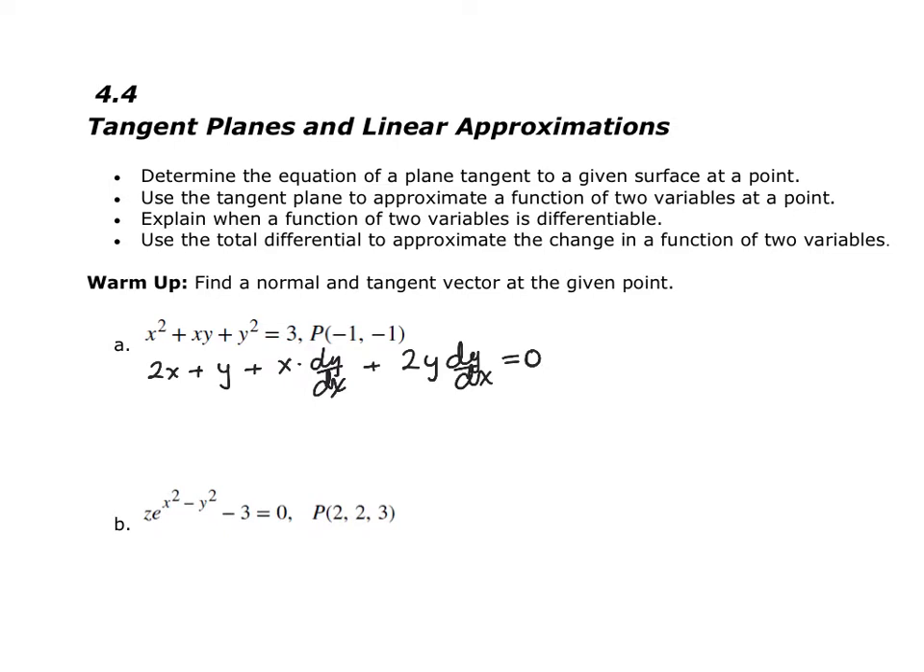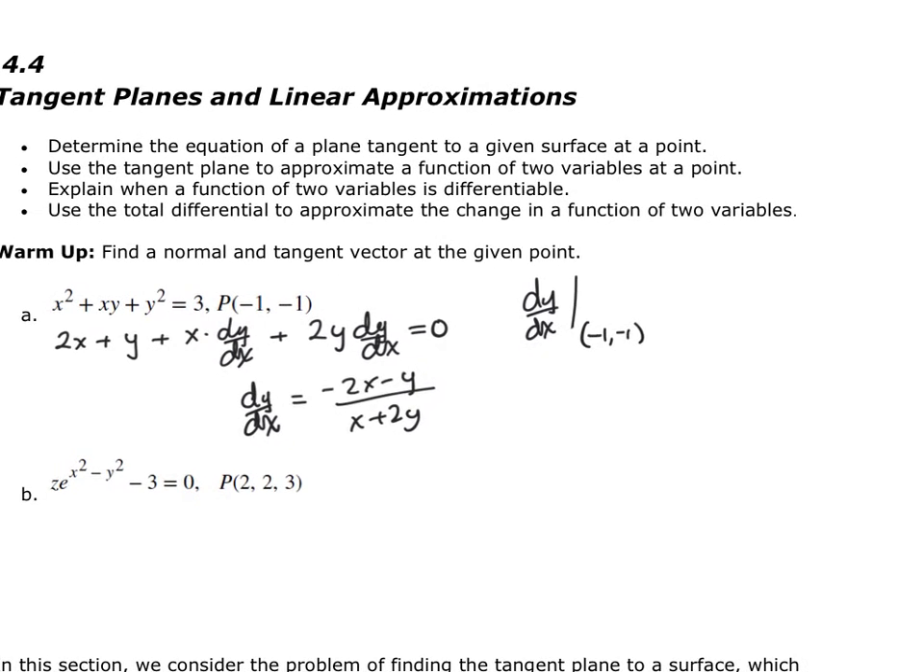So we're going to solve for dy/dx. dy/dx is going to be equal to negative (2x minus y) divided by (x plus 2y). Now I'm going to evaluate my derivative at the given point, negative 1, negative 1. When I do that, I end up with negative 1. So that's the slope of my tangent.